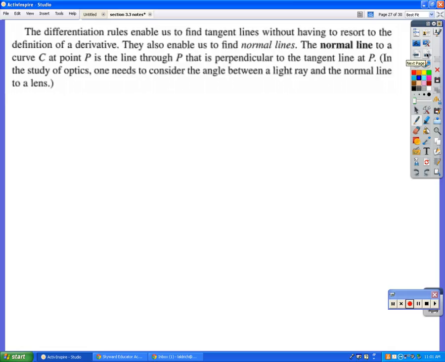Okay, so differentiation rules enable us to find tangent lines without having to resort to the definition of a derivative, right? So that's nice. We have these formulas now. They also enable us to find normal lines. Have you ever heard that word before? Right angle. I don't know why this switches in calculus, but all of a sudden they start using the word normal instead of perpendicular. Okay? So if you have not seen that before, that's what that's all about.